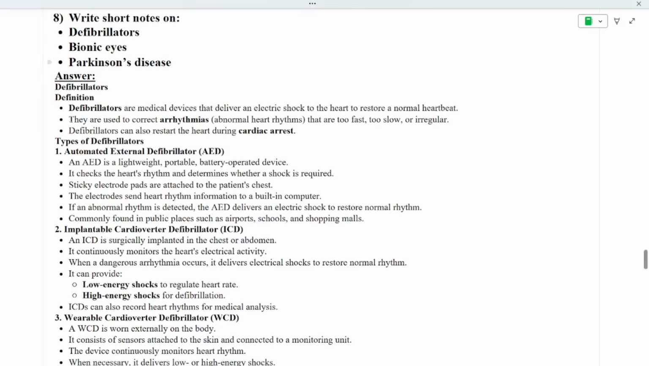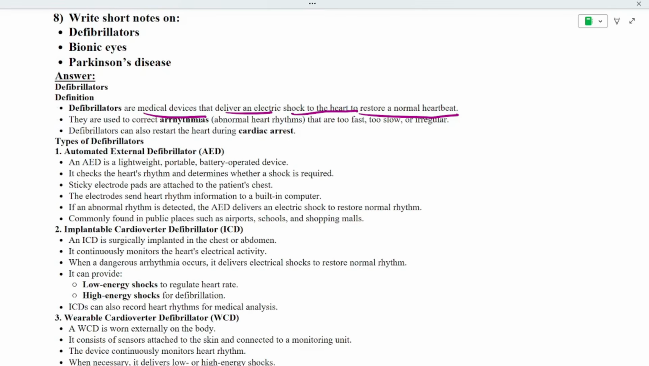First are defibrillators, which are medical devices that deliver an electric shock to the heart to restore a normal heartbeat. This is also related to the heart, but what it does is deliver an electric shock to the heart to restore a normal heartbeat.